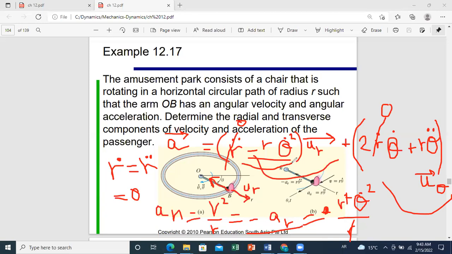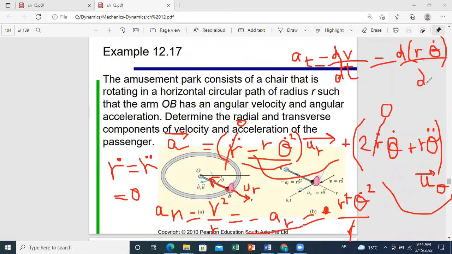Okay. Now, concerning the component along U theta, we said that here U theta and UT are coincident vectors. And we know by definition, what is AT? AT is simply the derivative of velocity with respect to time. Okay, the linear velocity. And if we replace the linear velocity by its expression, so we should derive r theta dot with respect to time.